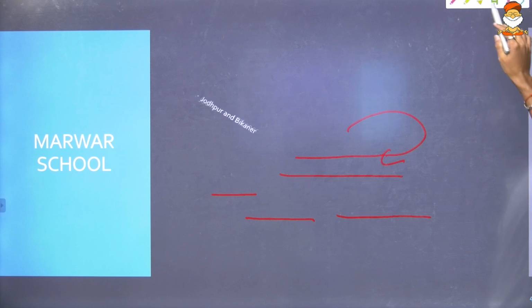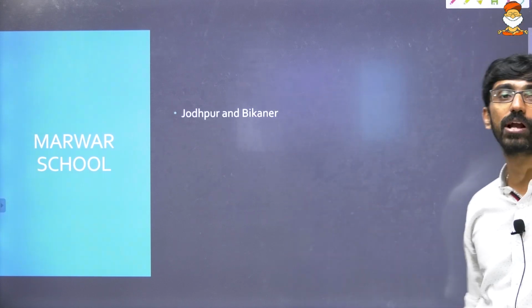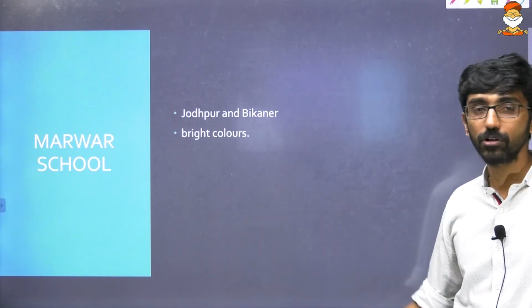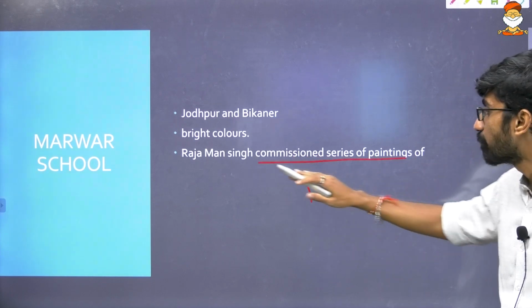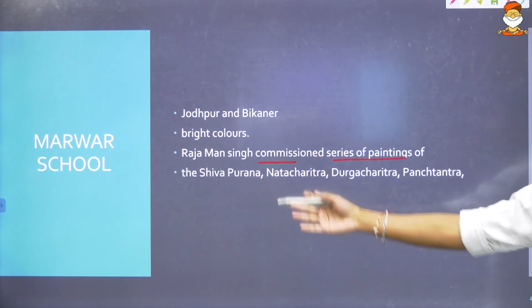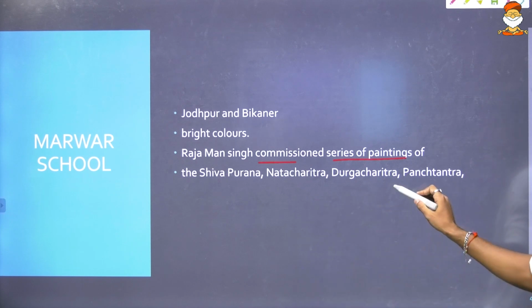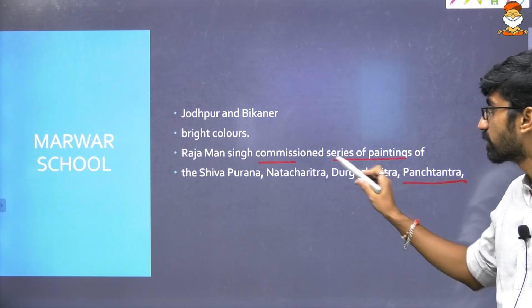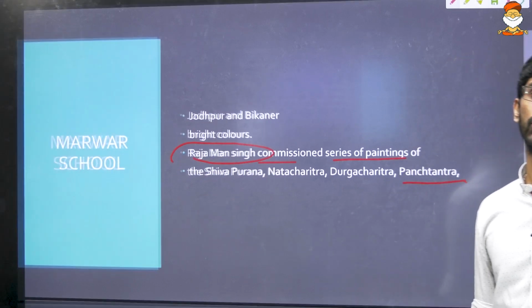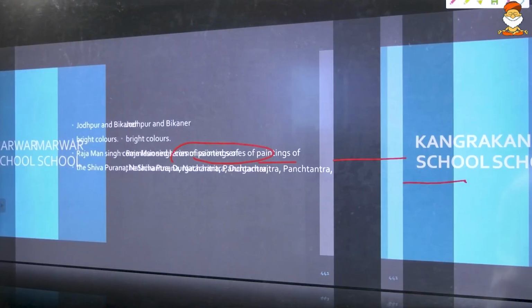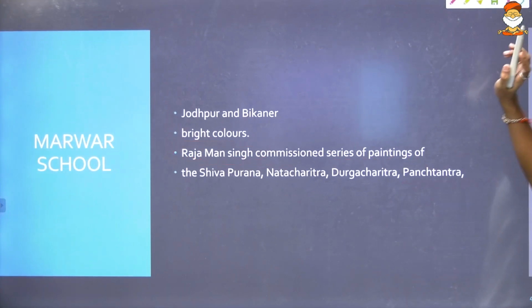Then in the Marwar school, one more within the Rajasthan school, in Jodhpur and Bikaner, known for using bright colors. At the same time, Raja Mansingh commissioned a series of paintings, we can talk about the Shiva Purana, Nath Charitra, Durga Charitra and Panchatantra. Okay, so this particular king gave patronage to the Marwar school too. Okay, Marwar school. So these are all the Rajasthani schools of painting.